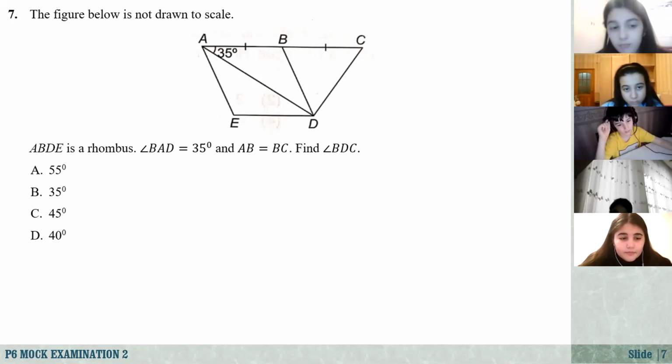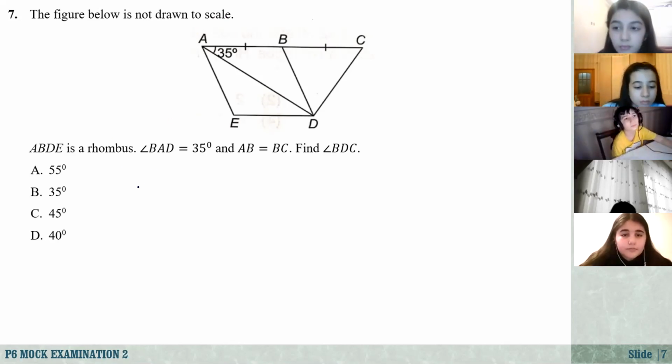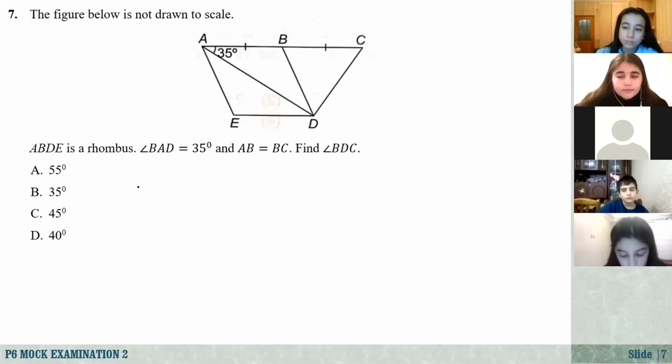Okay, guys, let's talk together. Look, the figure is not drawn to scale. ABDE is a rhombus. Elmira, can you give me a definition of a rhombus? What is a rhombus? A rhombus is a special quadrilateral whose all sides are equal, right? Now, if I add one more condition, all sides are equal and the interior angles are equal, then it becomes a square. But if only sides are equal, then it's called a rhombus, right? It's like a diamond shape.